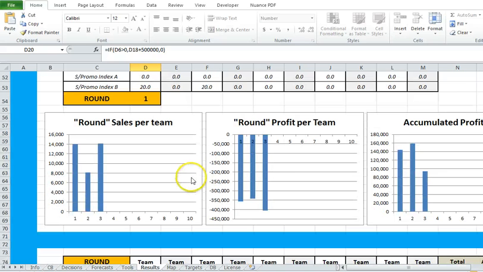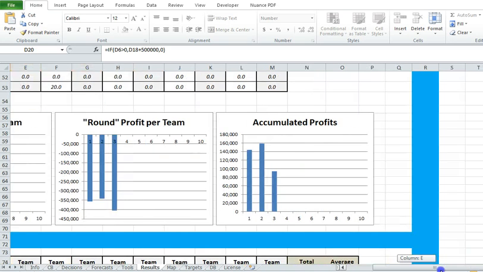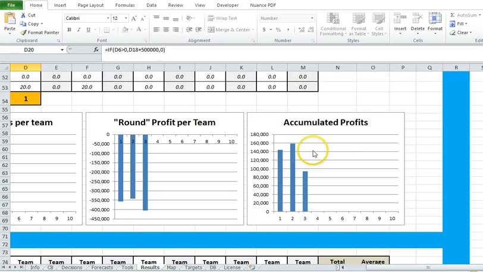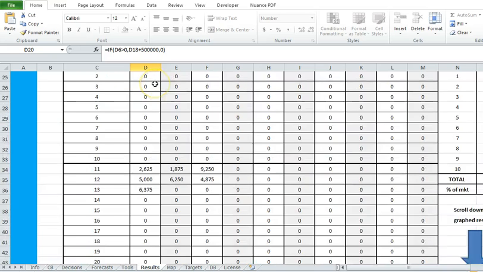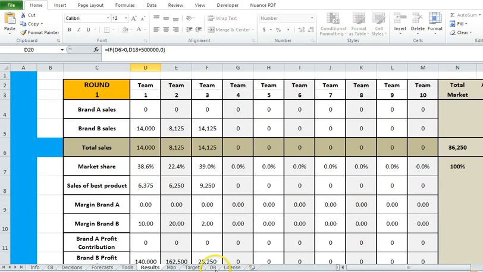And then underneath we have a couple of simple graphs. For the round, what are the unit sales? For the round, what's the profit contribution? And this one here, accumulated profits, is basically how we judge the winner of the game. So at the end of the 8 rounds, whoever's got the most accumulated profits over the 8 rounds is the best performing team.